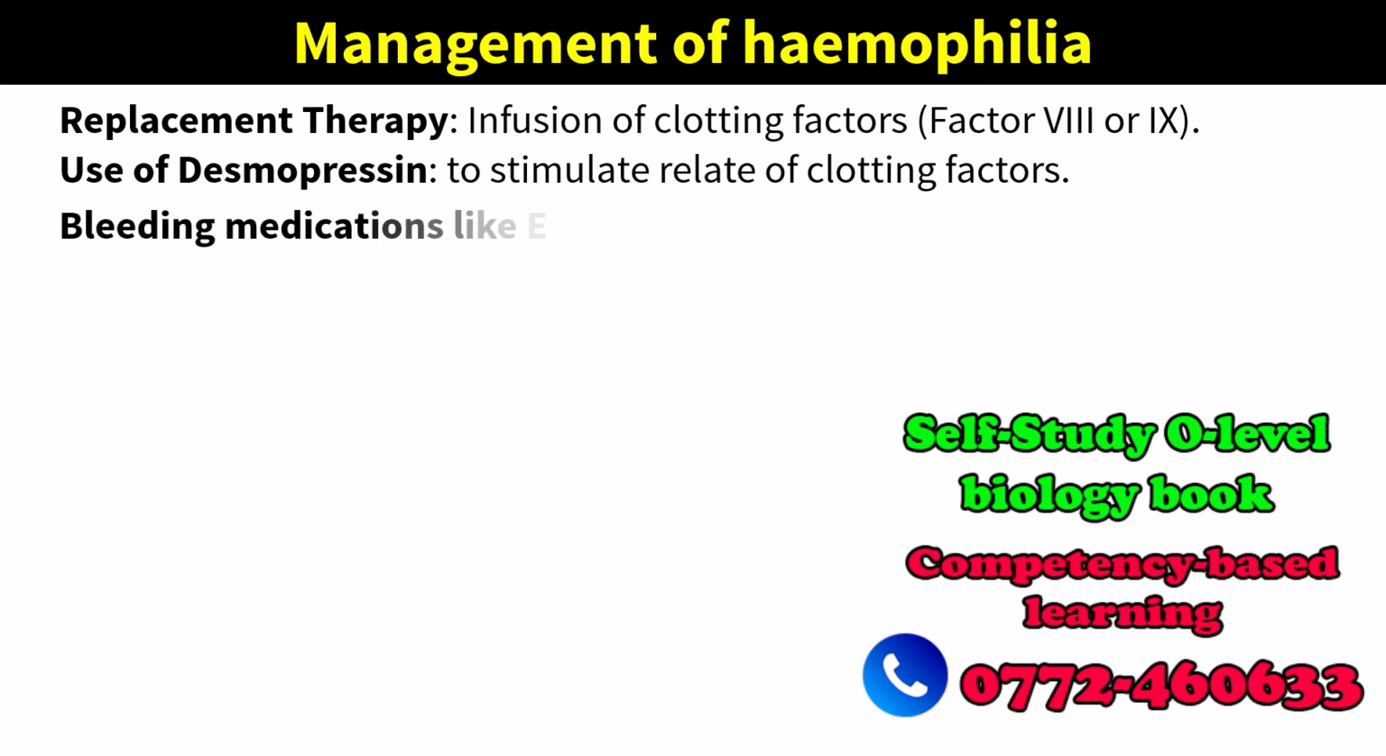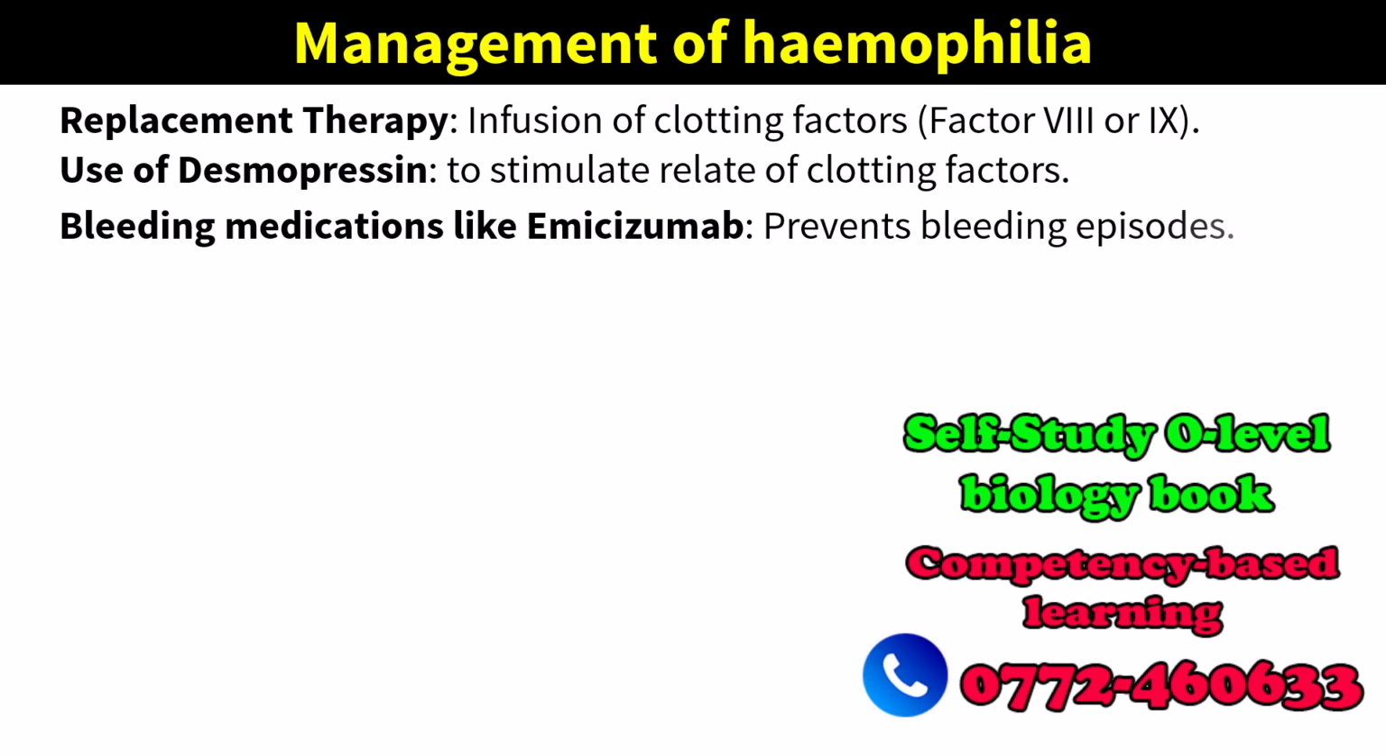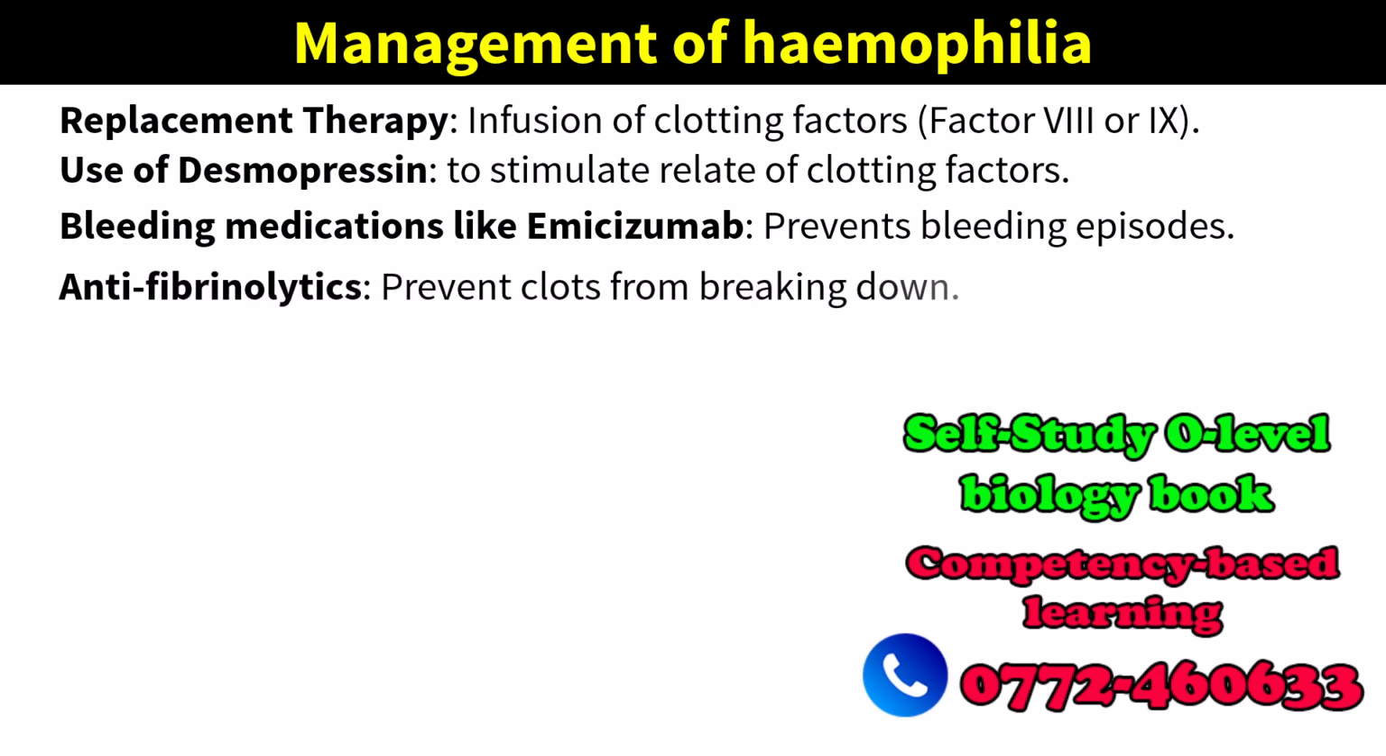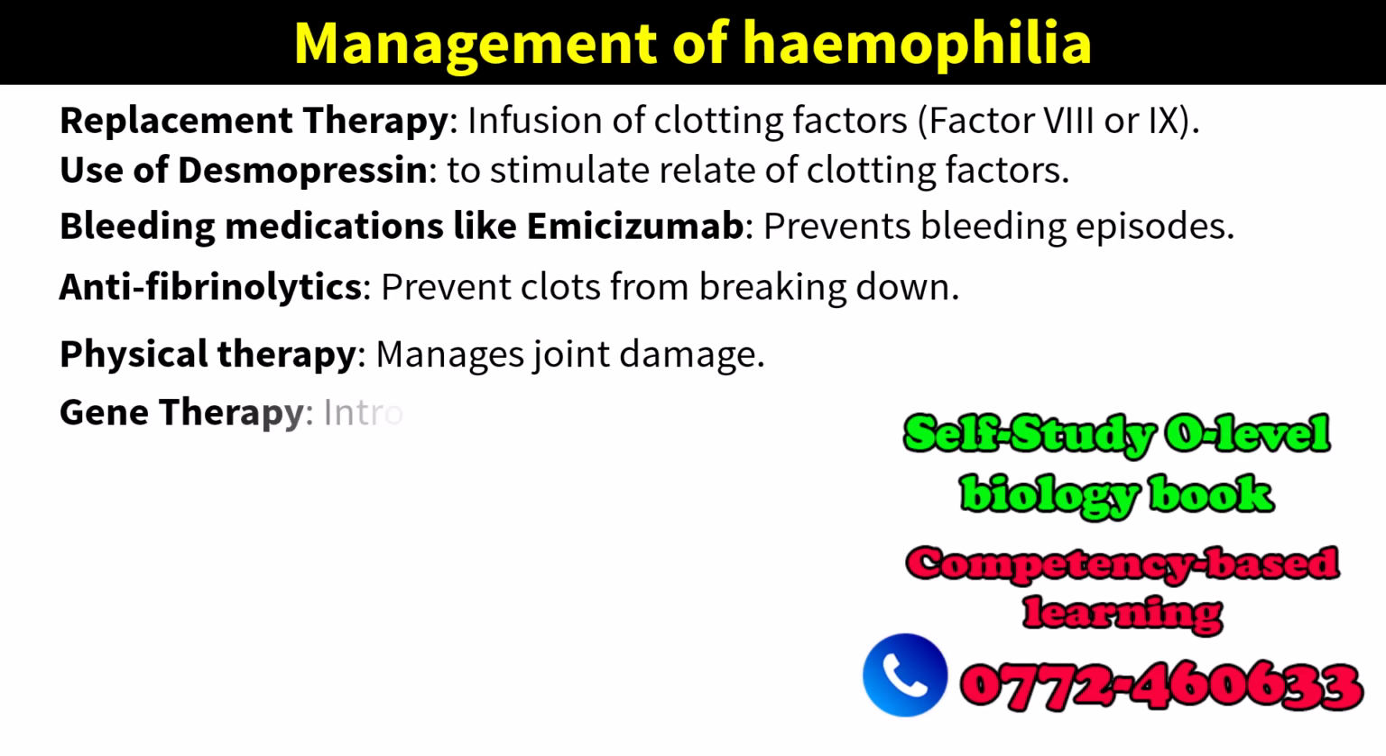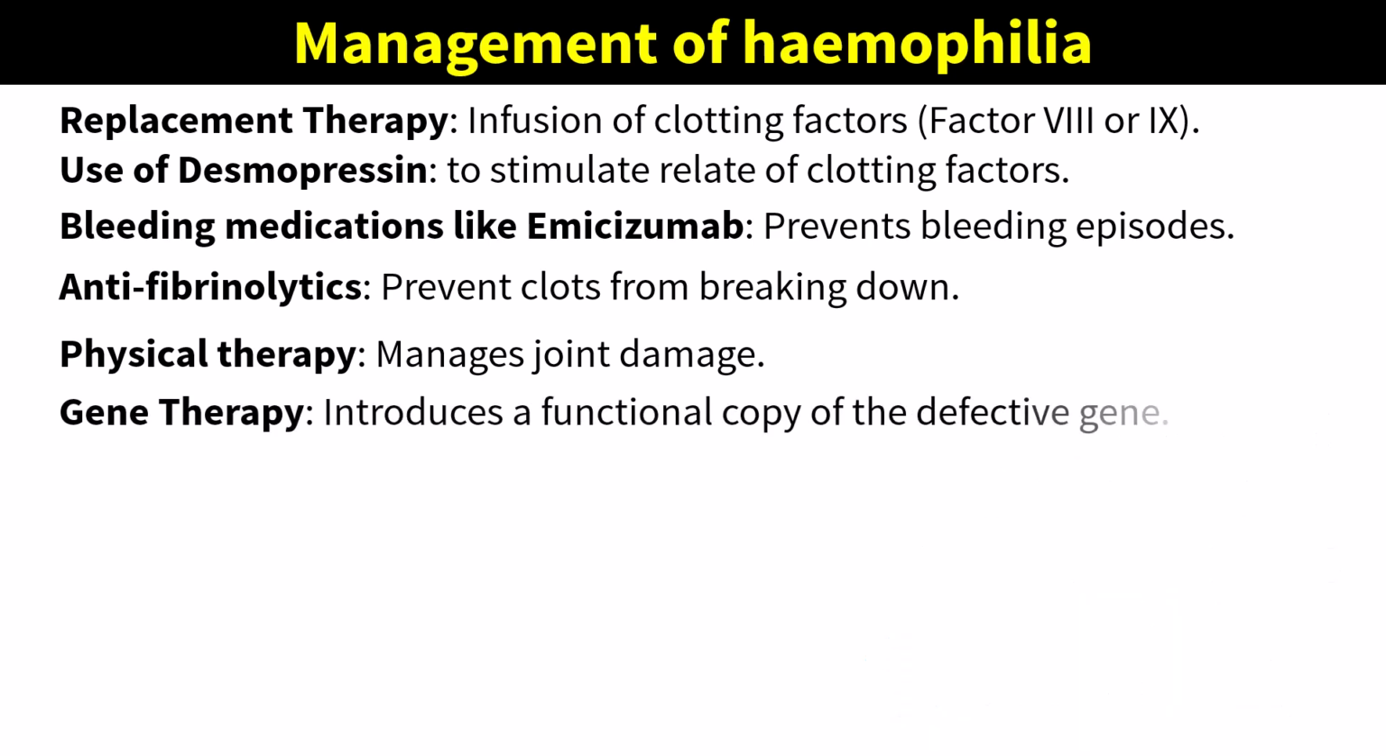Bleeding medications like emicizumab, to prevent bleeding episodes in people with hemophilia A by mimicking the function of the missing clotting factor. Antifibrinolytics, medications that help prevent clots from breaking down, useful for dental procedures and minor cuts. Physical therapy helps manage joint damage caused by bleeding and improves mobility. Gene therapy, an emerging treatment that aims to introduce a functional copy of the defective gene responsible for hemophilia.